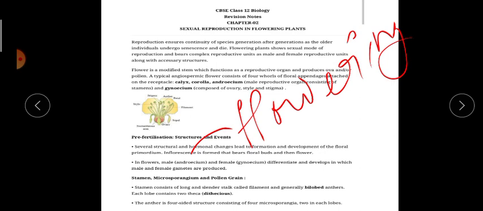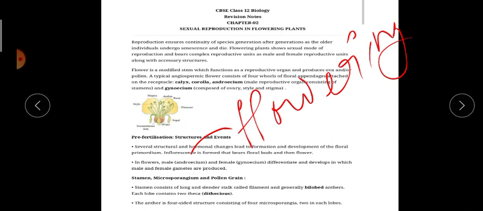That process is called microsporogenesis. Microsporogenesis is the production of pollen from the microsporangium, and that's why the stamen, microsporangium and pollen grain are a very important event in flowering, the development of the male reproductive part of a flower.